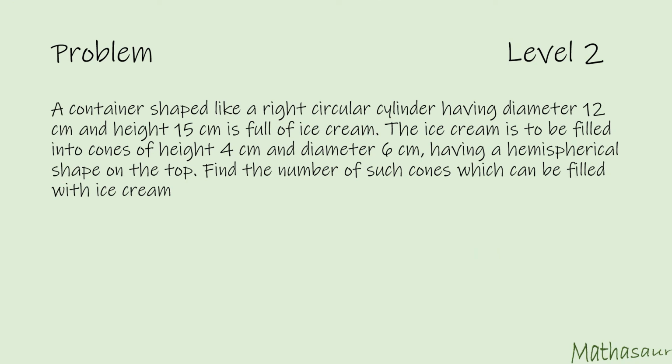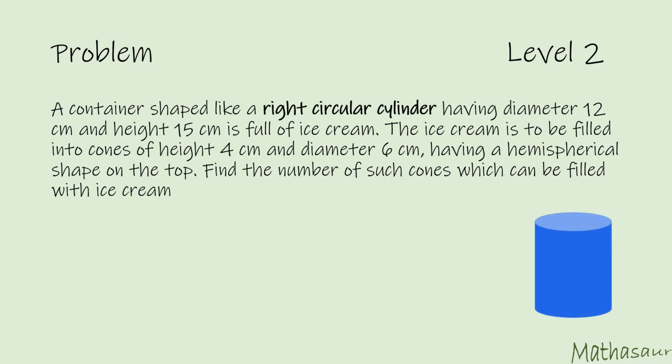Let us look at another problem. A container shaped like a right circular cylinder having diameter 12 cm and height 15 cm is full of ice cream. The ice cream is to be filled into cones of height 4 cm and diameter 6 cm, having a hemispherical shape on the top. Find the number of such cones which can be filled with ice cream.